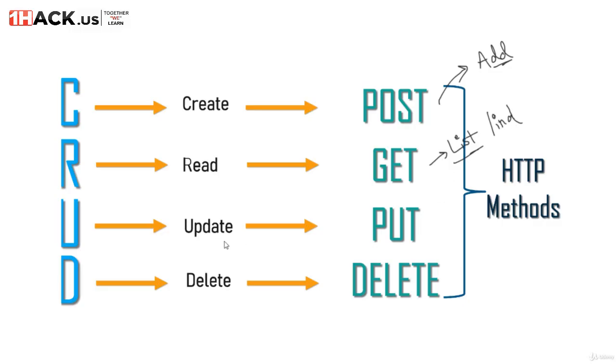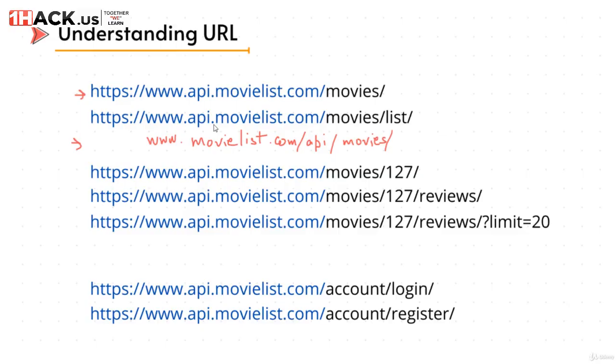If I am trying to update any movie, maybe movie number 127, then this is a put request. And if I am trying to delete this movie, which is 127, then this is a delete request. We will be talking about this a lot throughout the course, as well as about the endpoints, because we are going to utilize them in each and every lecture.